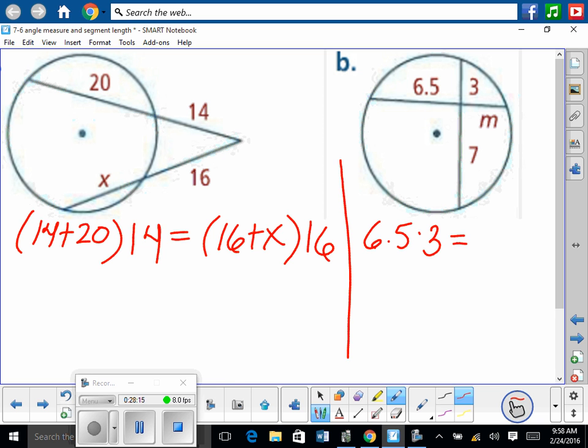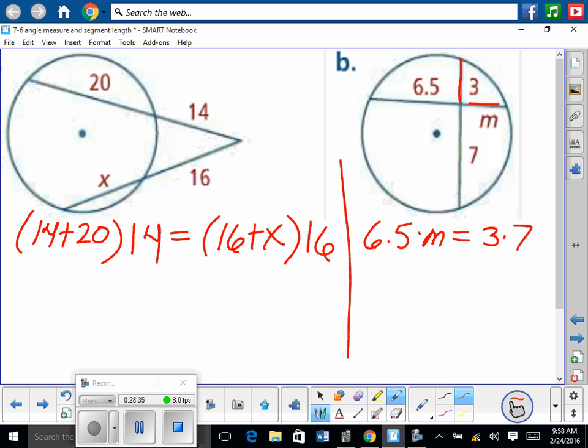Oh, this picture is kind of hard. It's not drawn very well. So this 3 is actually this length. Sorry. It's really hard to tell in this picture. This 3 is actually this length. My fault. This M is right here. This is M. Okay, so we'll actually be doing 6.5 times M, right? Yep. Will be equal to 3 times 7.